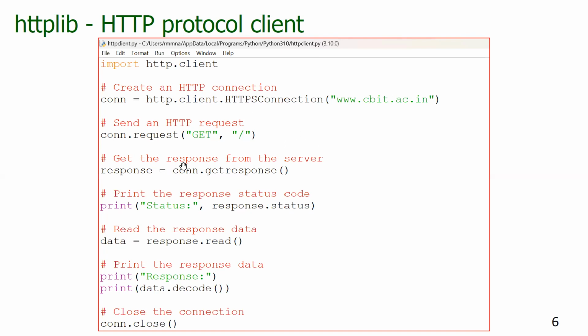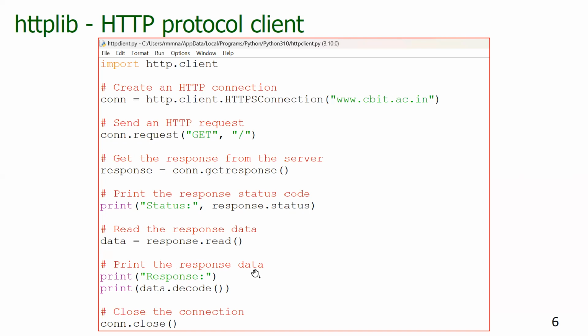Then you have to get the response from the server, stored in the object response, using the same connection object's getresponse method. Then you print the response status code using response.status, so status equals response.status. Then you read the response data using the read method, stored in the object data equals response.read.